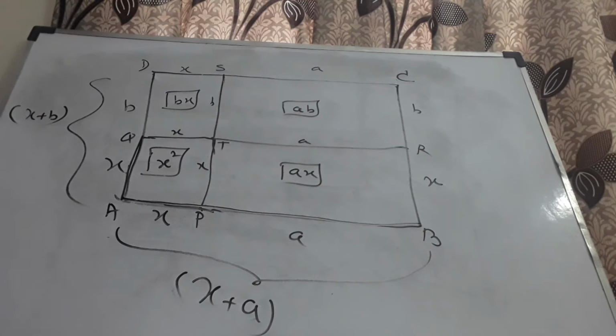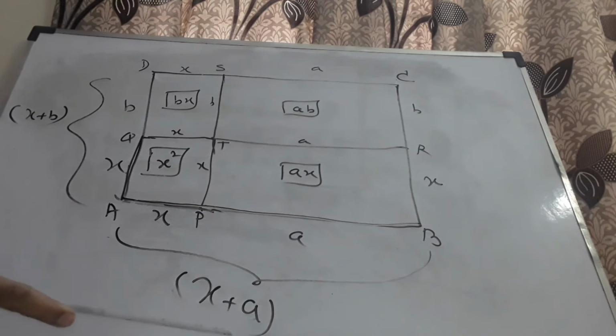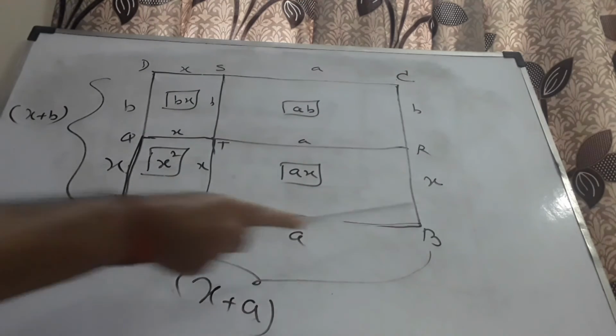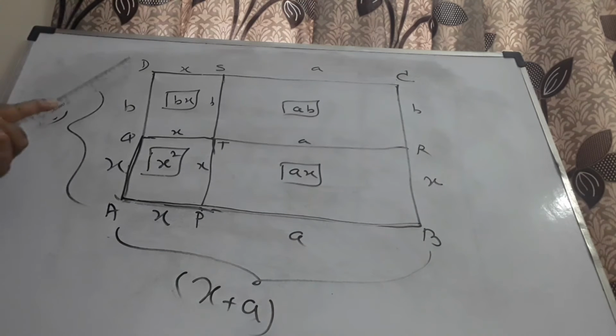Let me repeat. I consider rectangle ABCD of length x + a units and breadth x + b units. I'll mark P over here in between A and B in such a way that AP is equal to x units so that PB becomes a units. I'll mark Q in between A and D such that AQ is equal to x units and QD is equal to b units. Area of any rectangle is length into breadth, everybody knows.